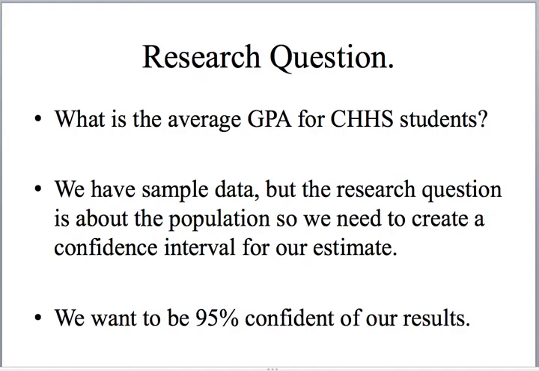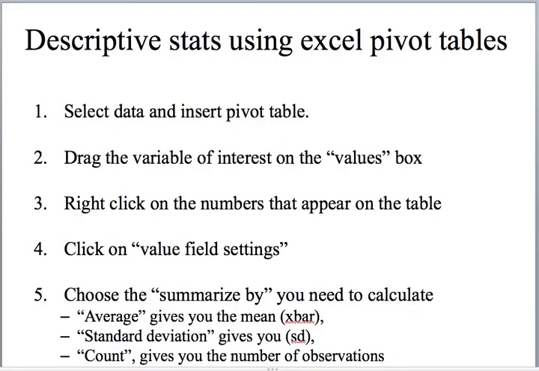Again, we're going to look at an example, and the research question here is, what is the average GPA for CHHS students? Again, this is a question about the population, the entire population of CHHS students. But we have sample data from a survey. But the research question is about the population, so we need to create a confidence interval for our estimate. We want to be 95% confident of our results. Okay? So first we're going to calculate the sample results.